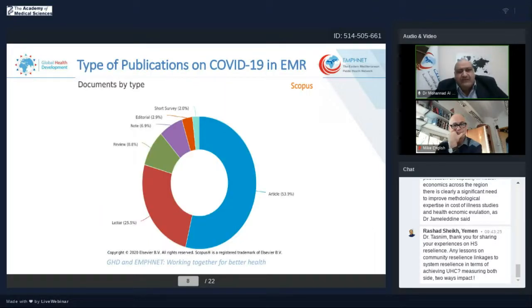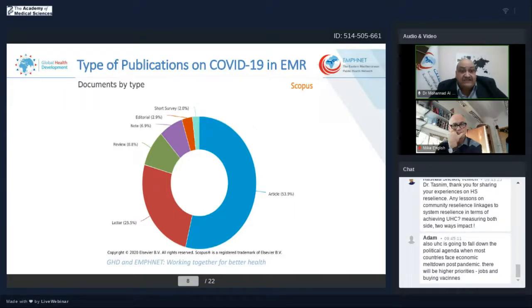To better understand the types of these COVID-19 publications in the Eastern Mediterranean region, we found that almost half of these publications are articles, a quarter are letters, and almost 9% are reviews. And so on, we have different modalities. Next, please.